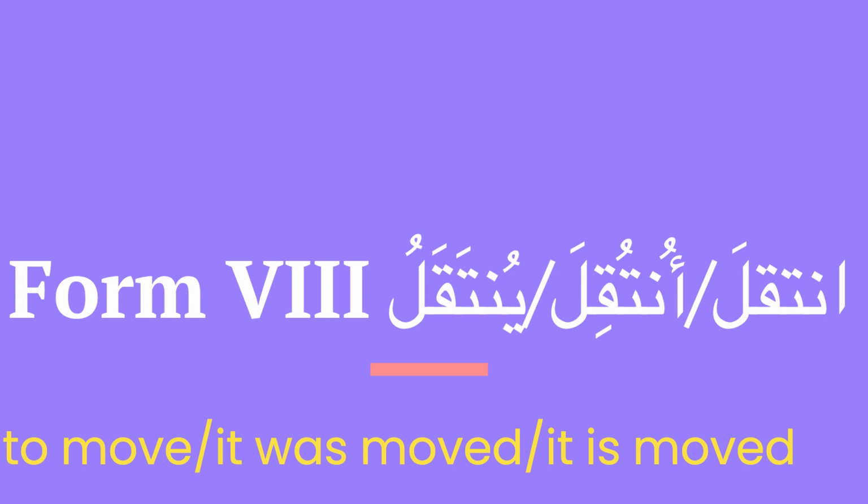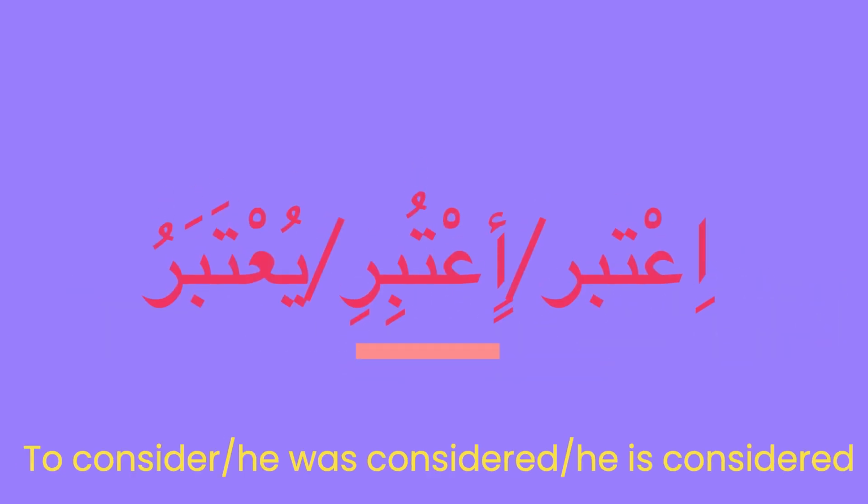Let's look at another example of form 8 verb. اعتبر, يعتبر. اعتبر means to consider. اعتبر, he was considered. يعتبر, he is considered. So one example, for instance: يعتبر Faulkner كاتب مشهور. Faulkner is considered a famous writer.